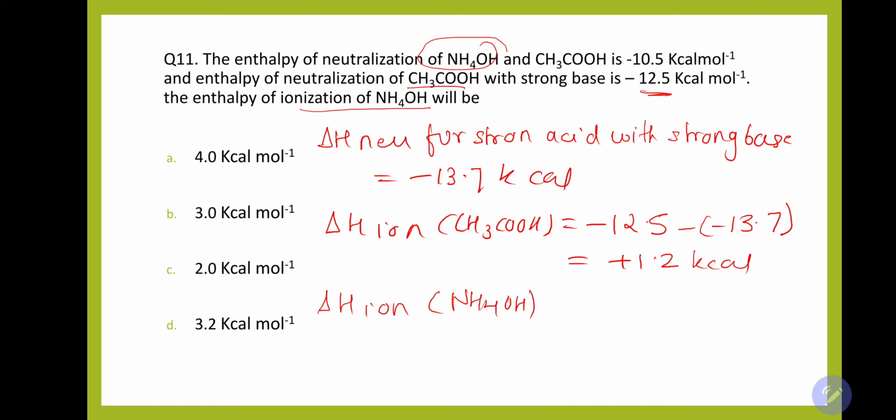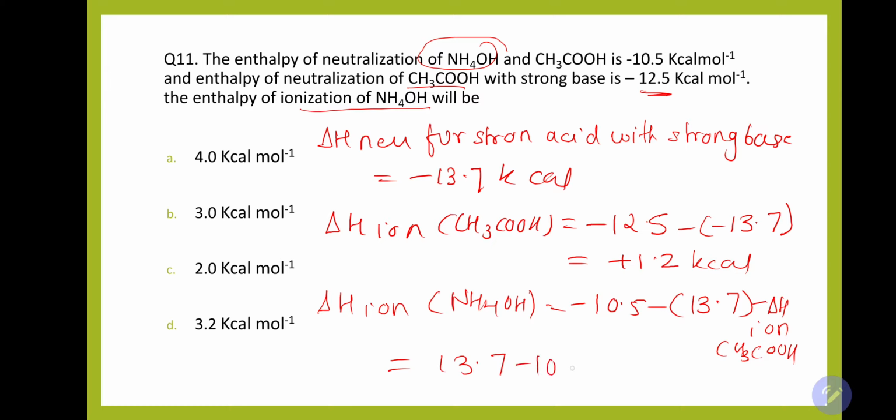Now delta H, that is enthalpy of ionization of NH4OH, will be minus 10.5 minus 13.7, minus delta H ionization of CH3COOH. So it is equal to minus 10.5 plus 13.7 minus 1.2, which will give you the answer 2.0 kilocalories. Understood? This is the standard value given to you. Keep that in mind.